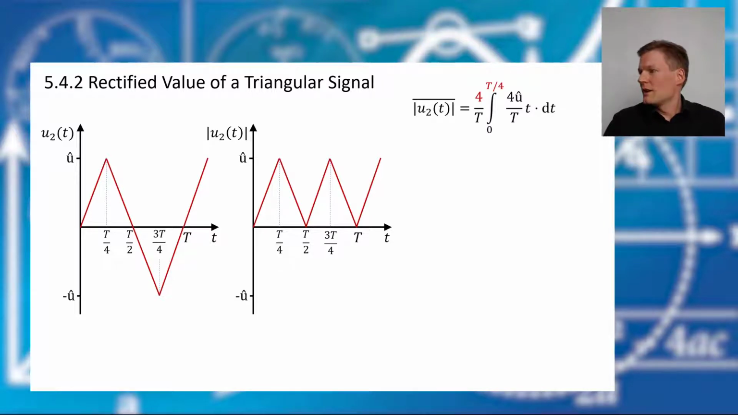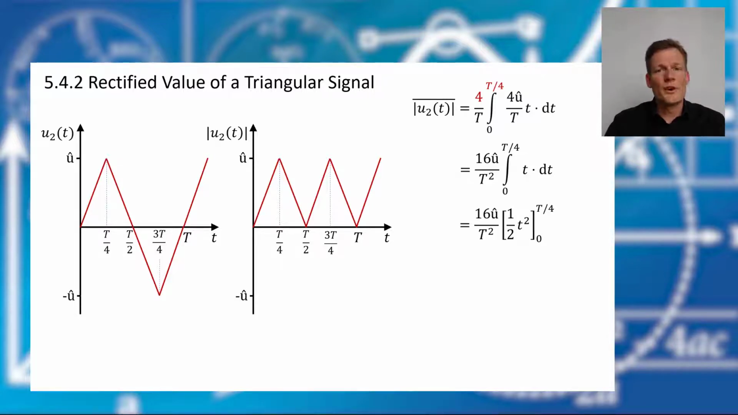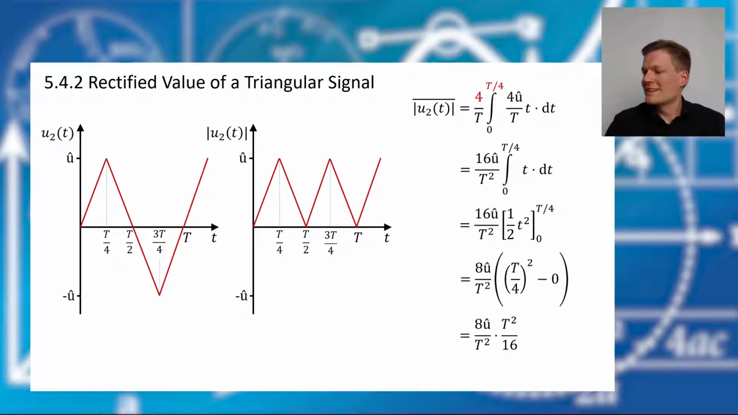Okay, there's a lot of constant stuff in our integral. I will put it in front of it, and then I know the primitive and I can put in the borders. Okay, and if we calculate this, it leads to a value of half of the amplitude. So the rectified value of a triangular signal is just half of the amplitude.